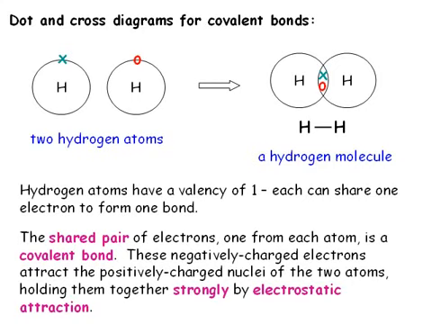We draw the outer shells as overlapping and put the shared electrons, one from each atom, in the intersection. These two shared negatively charged electrons are located between the positively charged nuclei of the two atoms, and therefore hold the two atoms together by electrostatic attraction. Note that there are no ions formed. These are atoms that are bonded together, not ions.